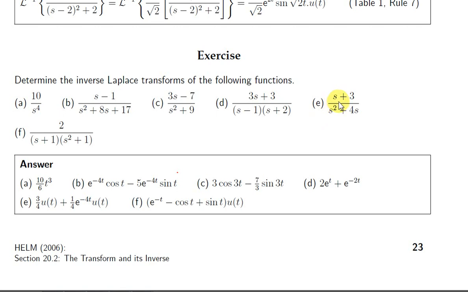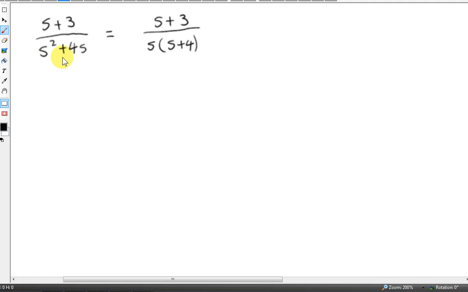In the next example we have s plus 3 over s squared plus 4s. One way to do this is to factorize the denominator. We could use a partial fraction method. Both factors in the denominator are linear factors. They involve s to the power of 1, so we would just have constants on top, a and b.